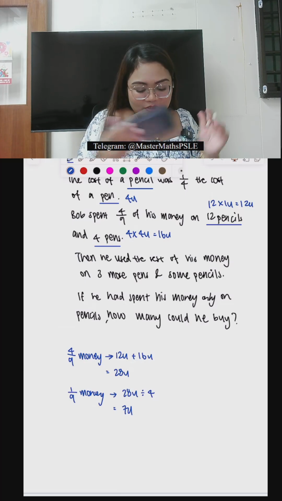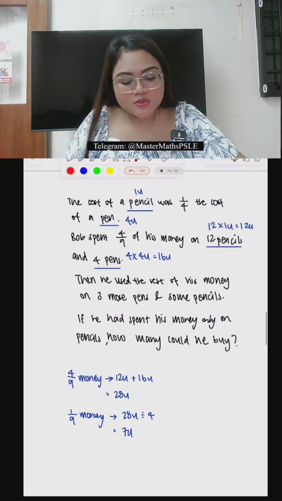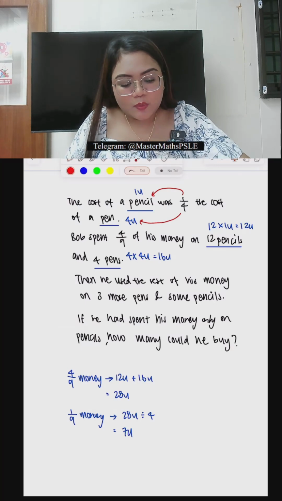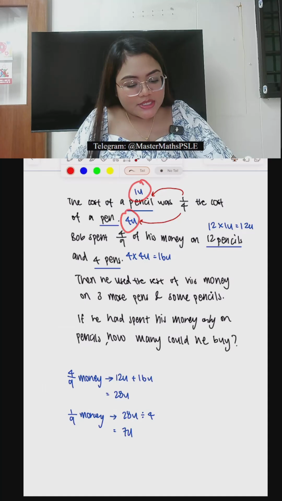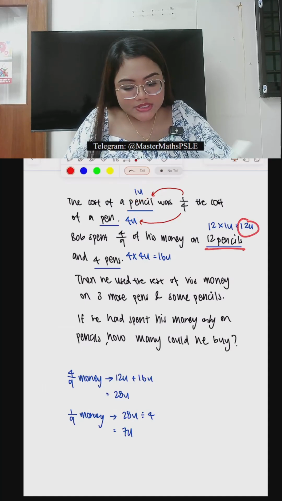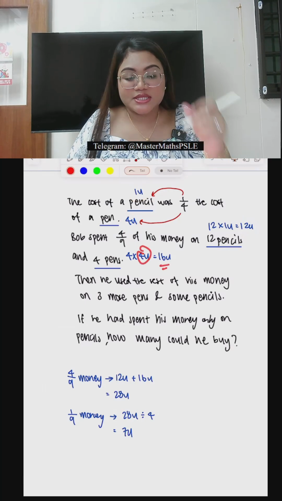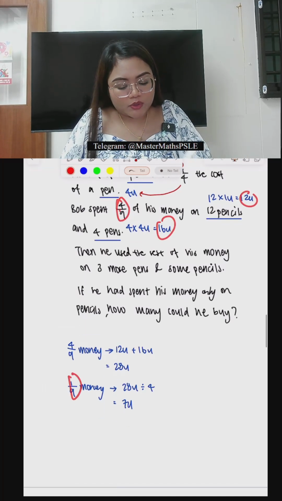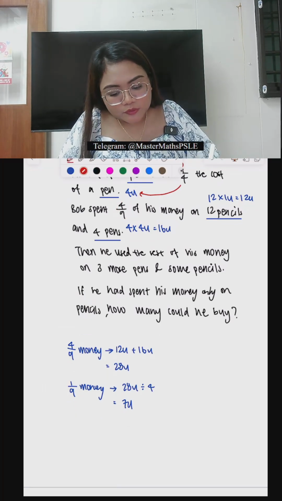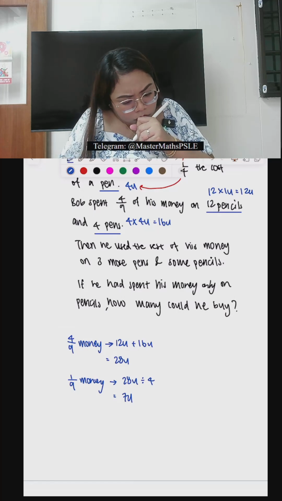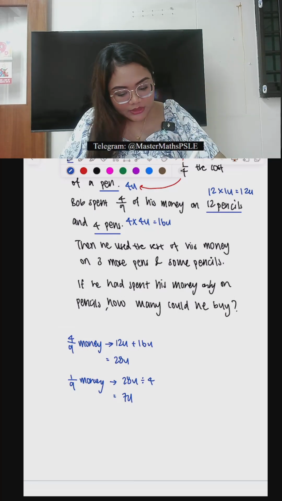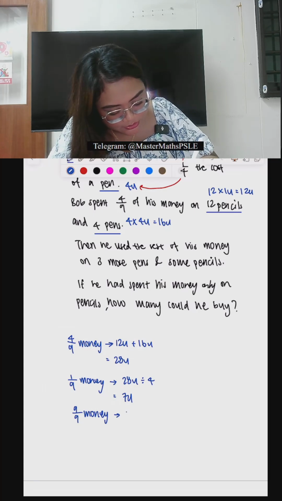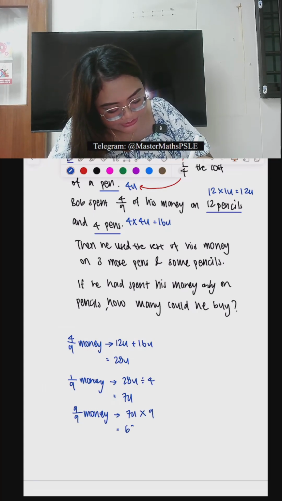All right. So this part understand, yeah, Ida? Pencil is 1/4 of the cost of a pen. So 1 unit goes to pencil, 4 units go to pen. 1 pencil, 1 unit, 1 pen, 4 units. 12 pencils will be 12 times 1 unit, 12 units. 4 pens is 4 times 4 units, so that's 16 units. So 4/9 of the money is these two, which is 28 units. From here, I can find 1/9 of the money, and then I can also find his entire money. 9/9 of the money is 7 units times 9, which is 63 units.